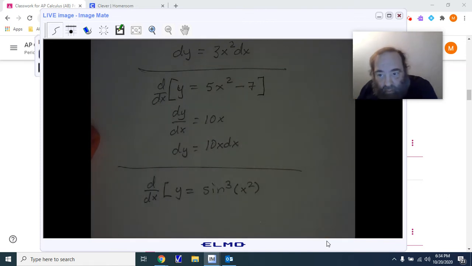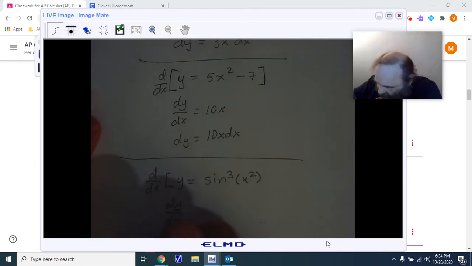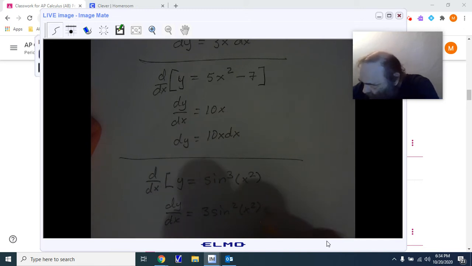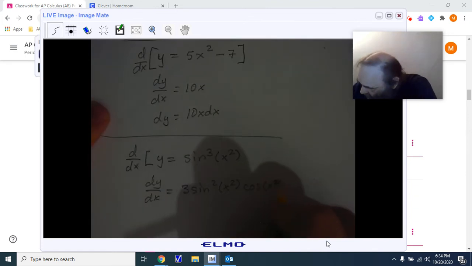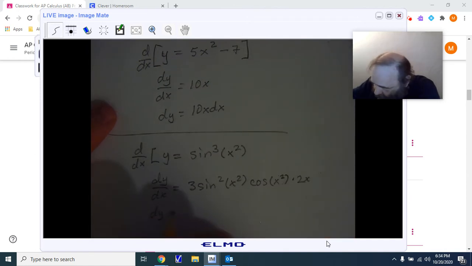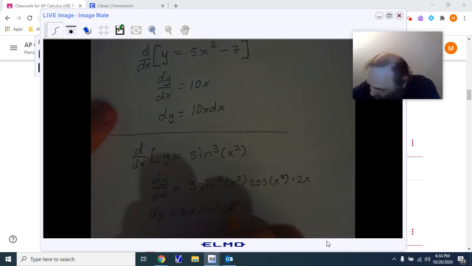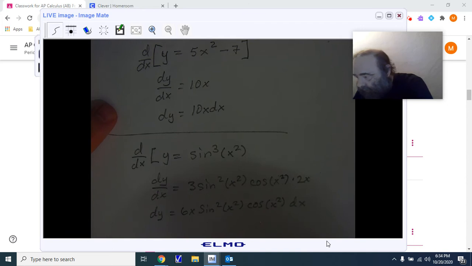Chain rule. Does it change anything? No. dy/dx is now simply the complicated 3 sine squared of x squared times the cosine of x squared, times 2x. Whoops, get that squared in there. And therefore dy is 6x sine squared x squared cosine x squared dx.